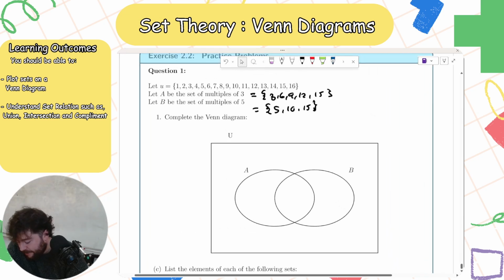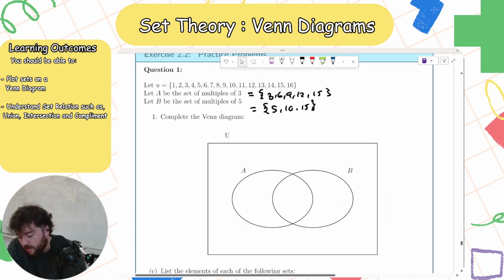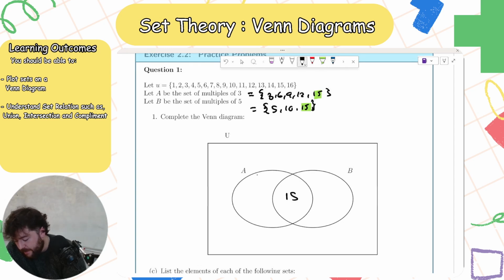Complete the Venn diagram. Again, working on a Venn diagram, we work from the inside out. And the only element that A and B share is 15. Write that there. So on my A side, I'll have 3, 6, 9, 12. Sorry, I forgot to mention, we draw a little dot next to all of our elements. And then for B, we have a 5 and a 10.